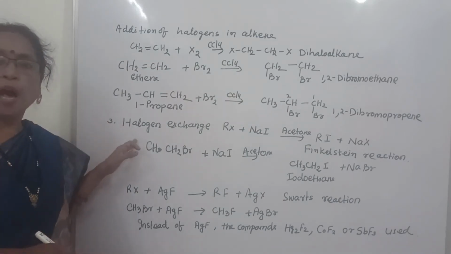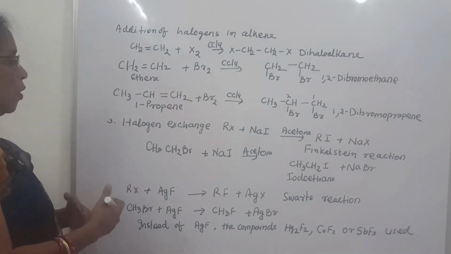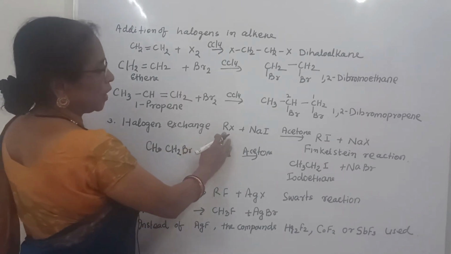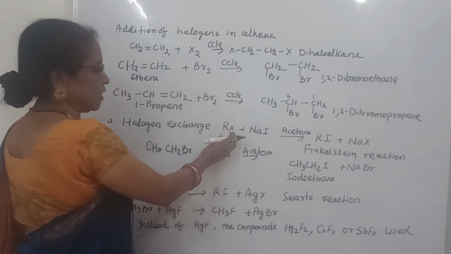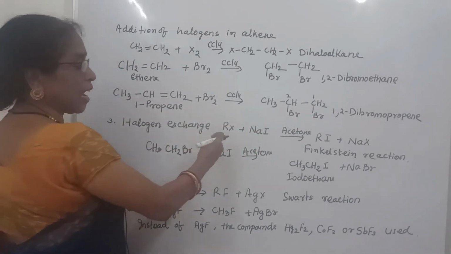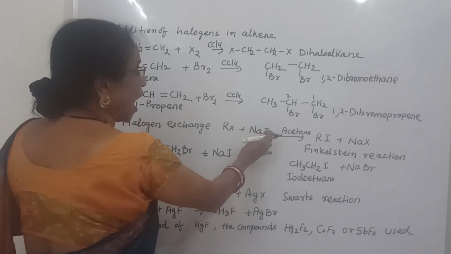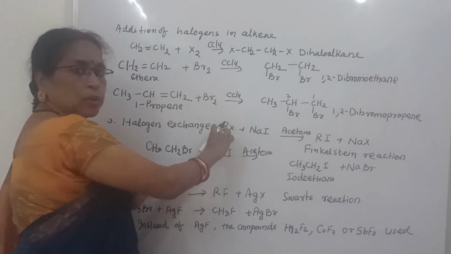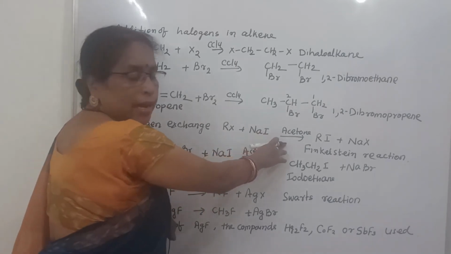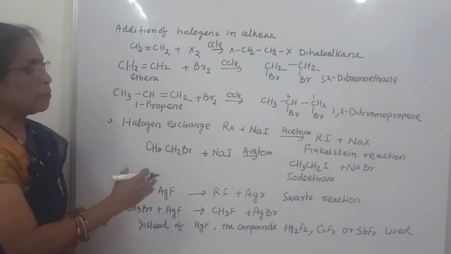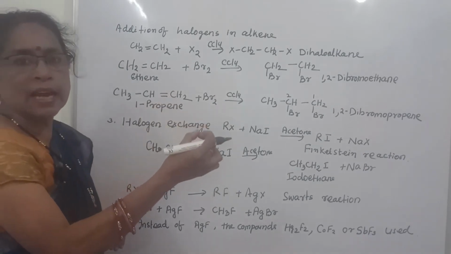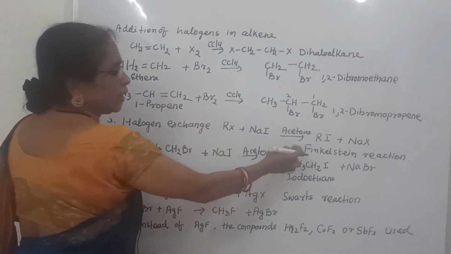Then come to halogen exchange. How can you do halogen exchange? It means the halogen should be exchanged. So here if it is RX, that is haloalkane, and you want to change it to alkyl iodide, or you can say iodoalkane, that means this halogen should be exchanged by iodine. So here you should take acetone and NaI, then it gives RI plus NaX. That means you should prepare RI, alkyl iodide, or iodoalkane.